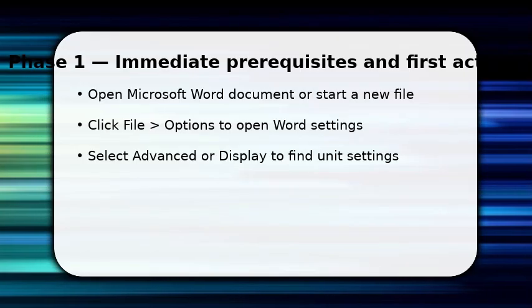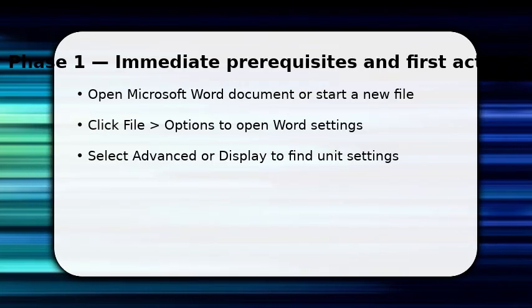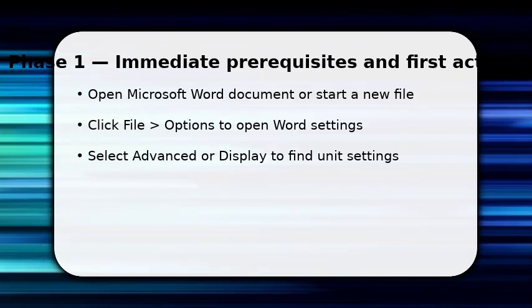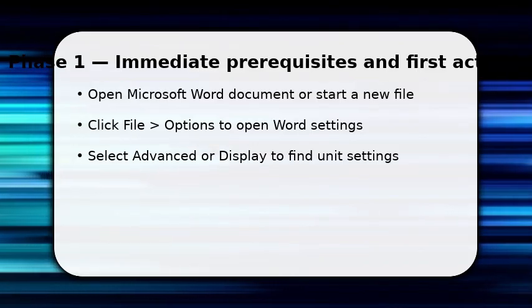Enjoy the video. You start inside Word, open a document and click File, then Options to reach Application Settings. Once there, go to Advanced or Display depending on your Word version. This is where units live. You do this because rulers and measurements follow the global units. Changing them updates margins, tabs, and indents immediately.